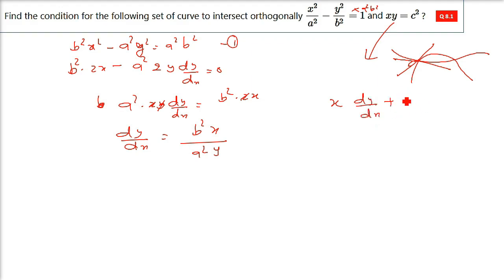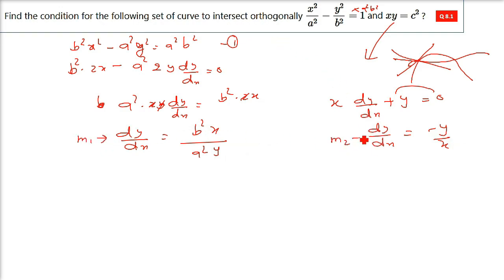Second, differentiation of xy equals to c square. So x dy by dx plus y is equal to 0. dy by dx will be equal to, y will go here, negative y, x will go in the denominator, minus y by x. This is the m2. m2 means the slope of the tangent to the second curve.